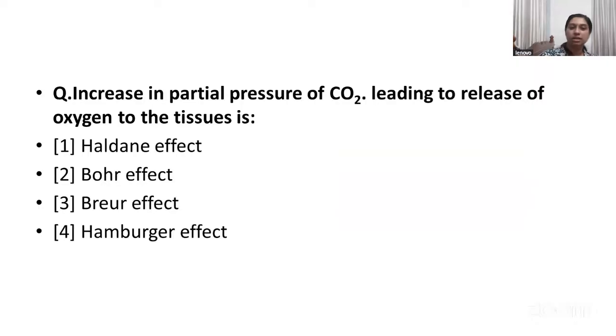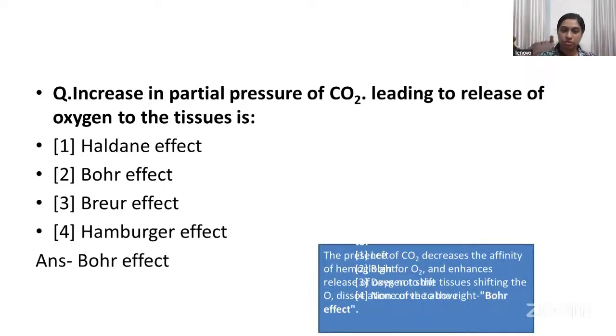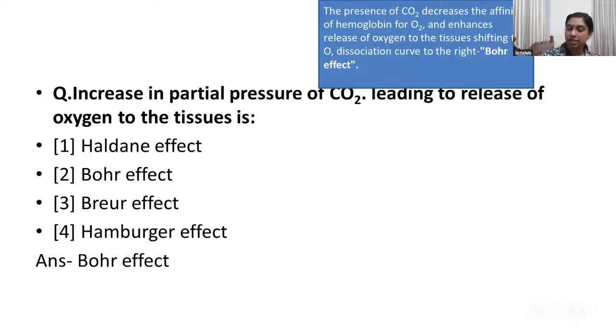Next question. Increase in the partial pressure of carbon dioxide leading to release of oxygen to the tissues is. So the partial pressure of carbon dioxide is high, leading to release of oxygen in tissues. Usually when carbon dioxide pressure is high, it can lead to release of oxygen into the tissues. So this effect is called the Bohr effect. The presence of carbon dioxide decreases the affinity of hemoglobin for oxygen and enhances the release of oxygen to the tissues, shifting the oxygen dissociation curve towards the right. That's what we call the Bohr effect.